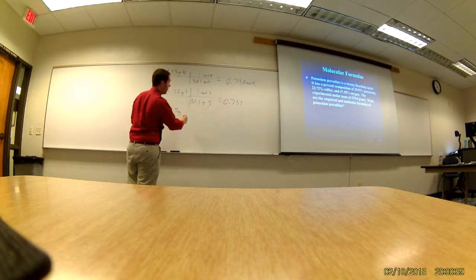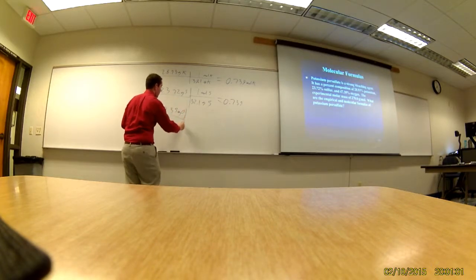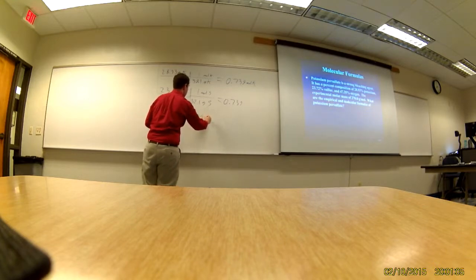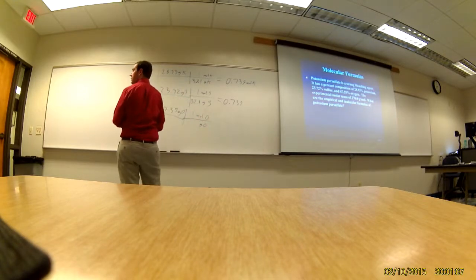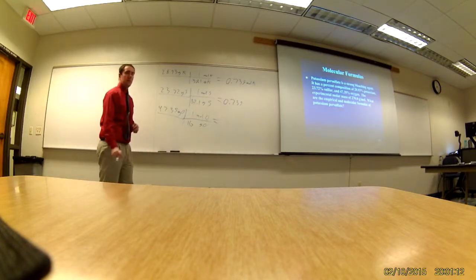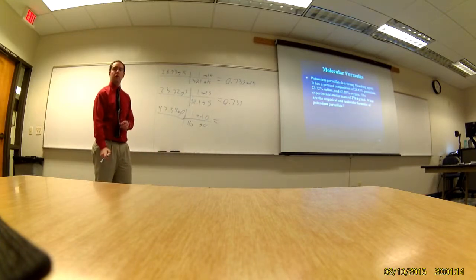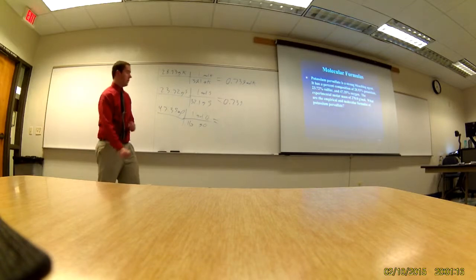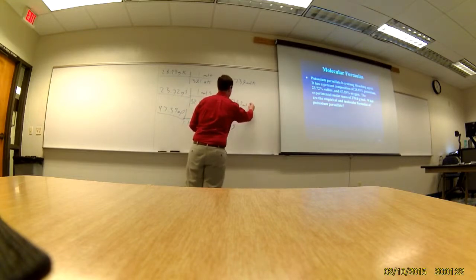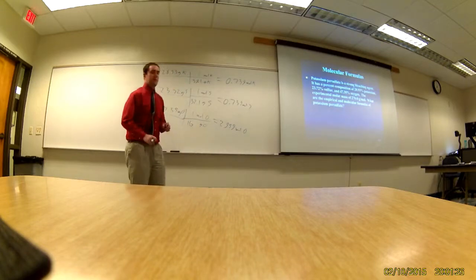47.35 grams of oxygen. A mole oxygen. Oxygen is 16, which equals 2.959. 2.959 moles of oxygen. What's next?